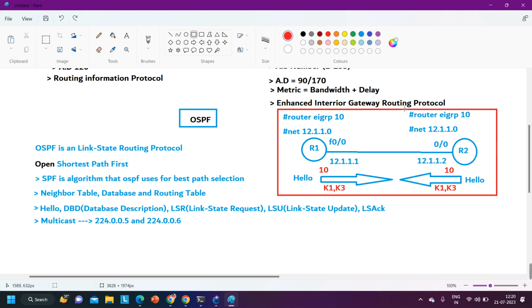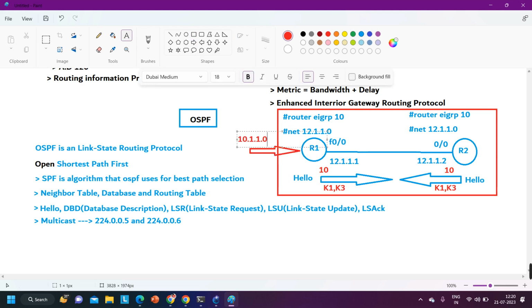So after forming neighborship, EIGRP or RIP, these routing protocols which we have discussed, these are nonsense routing protocols. You will understand after learning OSPF why these are nonsense routing protocols. After forming the neighborship, routers directly exchange their routing table with their neighbor, right or not? So let's say router 1 has received one network from its neighbor, and that network is, let's say, 10.1.1.0/24.